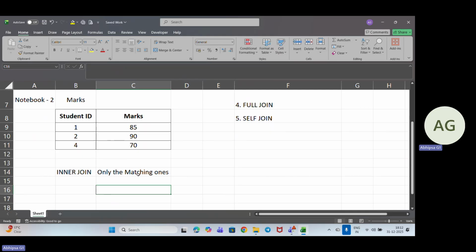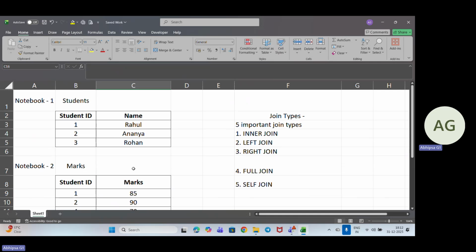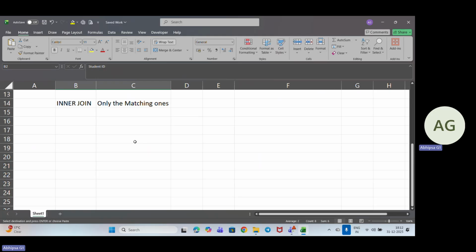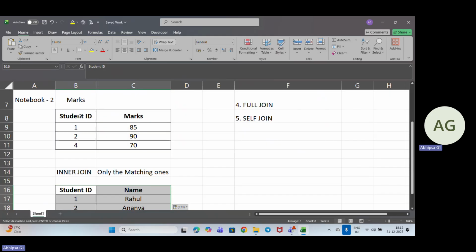Now, let's take the two tables accordingly. We have the tables this and this. We'll copy it and paste it so that it is easier for you to understand and relate. And this is the other table.